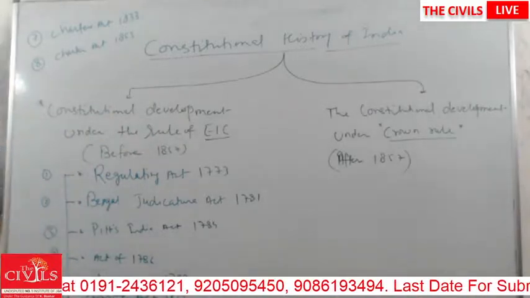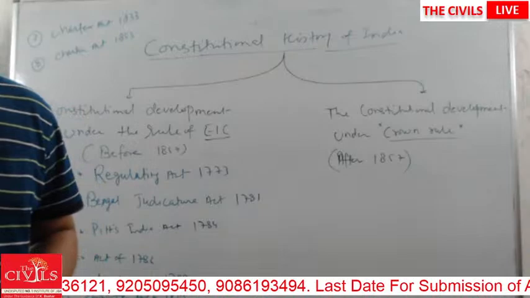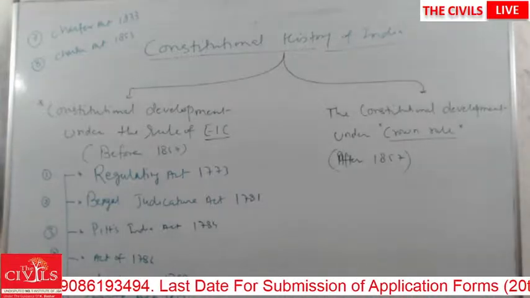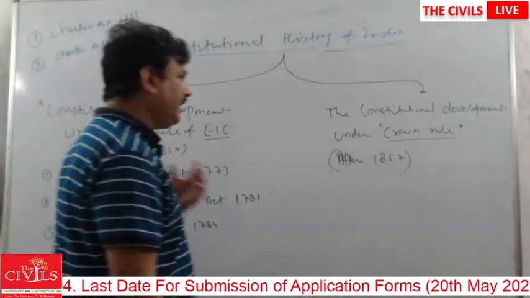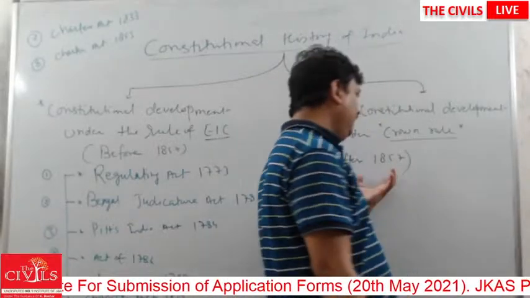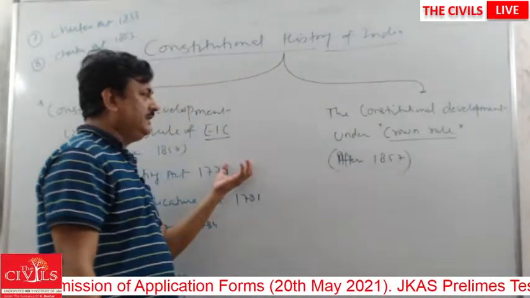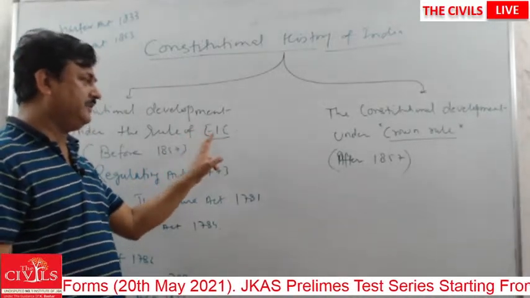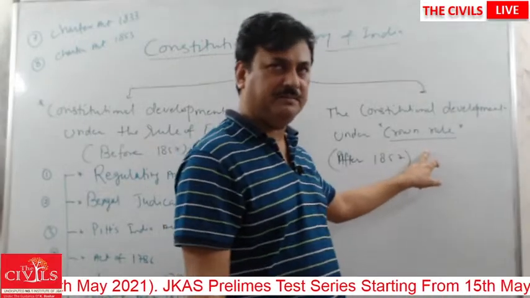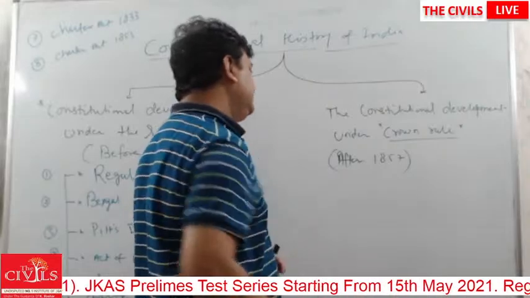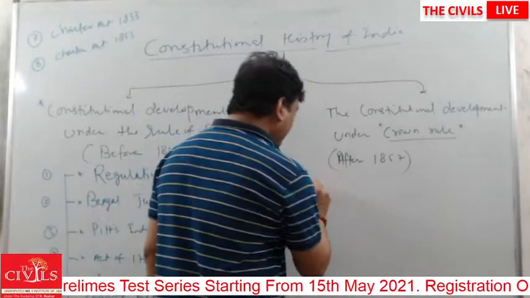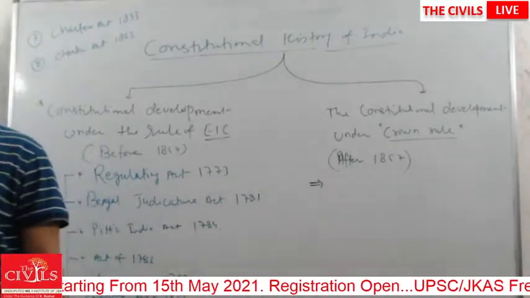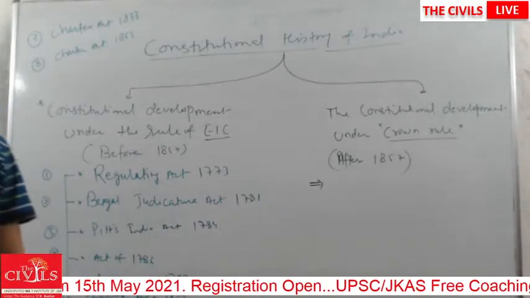Now, very good afternoon to all of you. Those who are joining, very good afternoon. Now, the second is the constitutional development under Crown rule. We all know that after the revolt of 1857, the rule of East India Company was ended, and in place of East India Company, Crown rule was established. Under this Crown rule, the British Parliament passed many acts. The first act was the Government of India Act 1858.